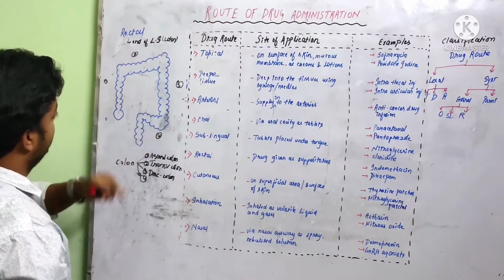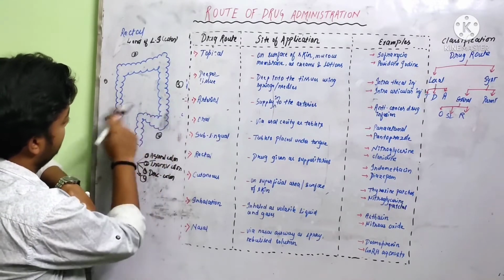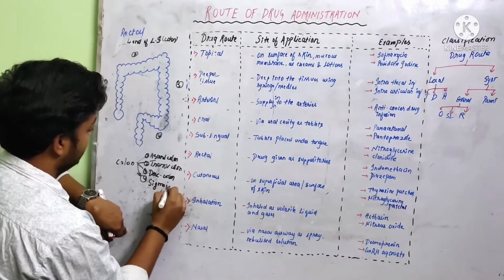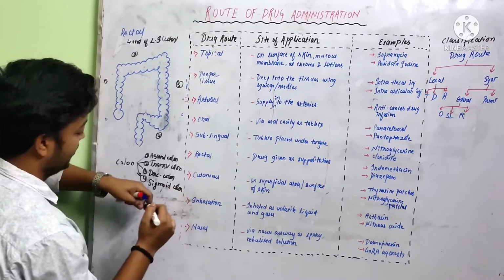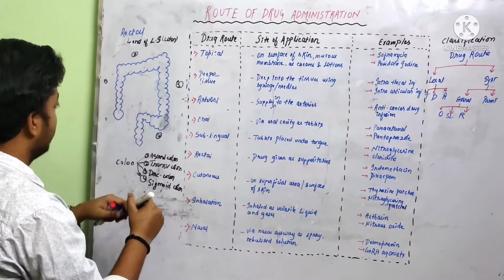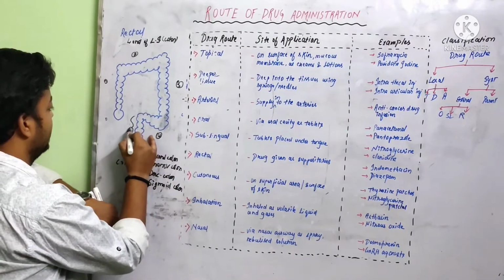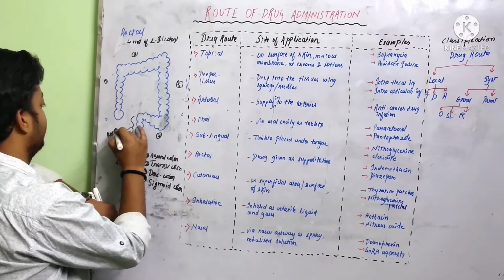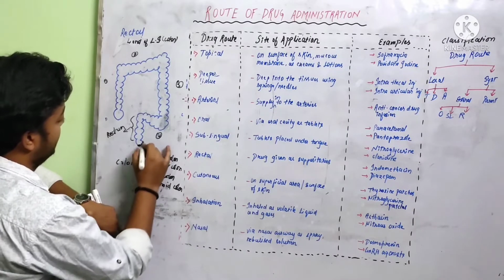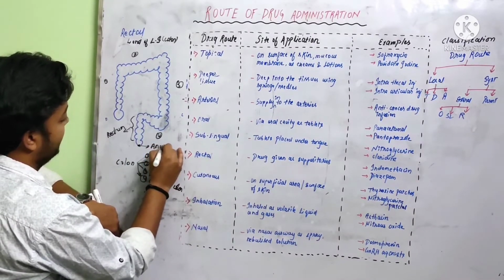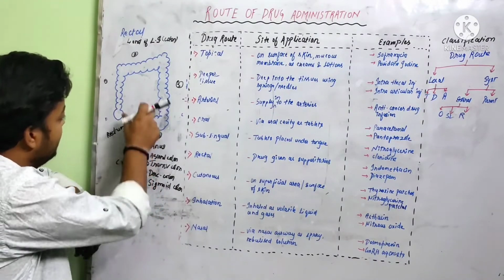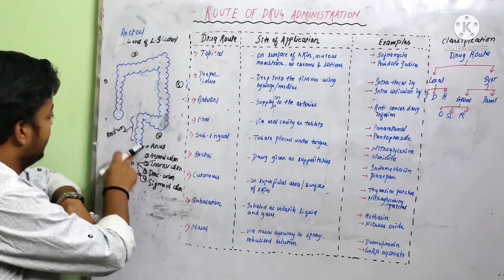Then we have this, that is number 4. It is in an S-shaped manner. You can see here the S-shaped manner. So we say this is the sigmoid. Sigmoid means S-shaped. Sigmoid colon. After the sigmoid colon, you see this narrow tube-like structure. This narrow tube, this area, is the rectum. But this part, the orifice of the rectum, is what we call the anus. So rectum and anus are two different words, but are part of a similar area. The end part of the rectum is the anus.